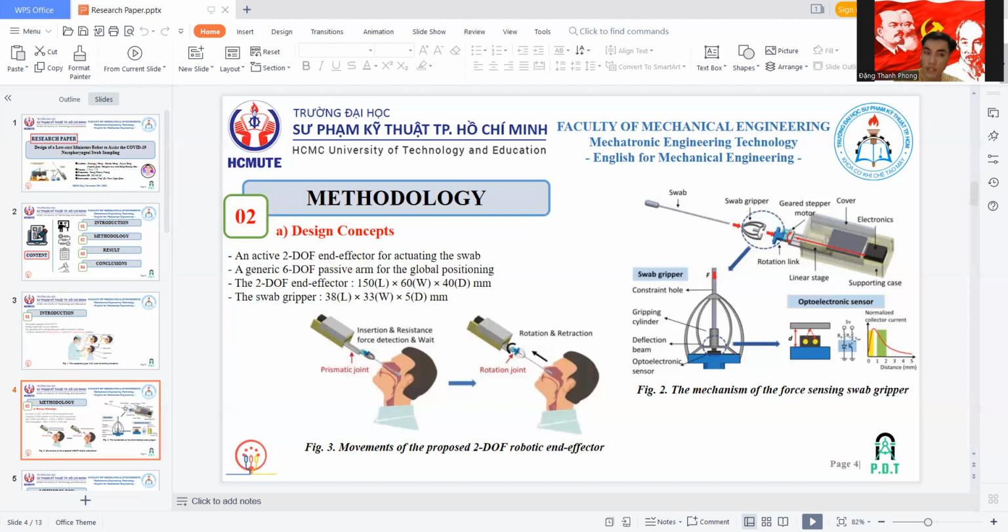The movement of the two DOF end effector is shown in figure 3, with the motion of the prismatic and the rotation joints demonstrated. The overall size of the swab gripper is 33 bytes.